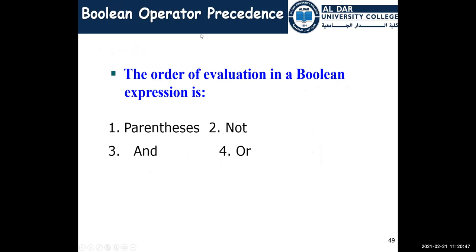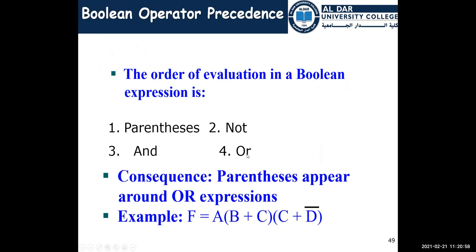As for the operator precedence, as you see in multiplication and division, we should finish the parentheses first, and then the NOT gate, and then the AND gate, and then the OR gate. For example, in this expression we have to solve the parentheses first. We have B or C, we finish them first, then C or D dash, then we take the AND gate, which is A with the result of this together with the result of this.